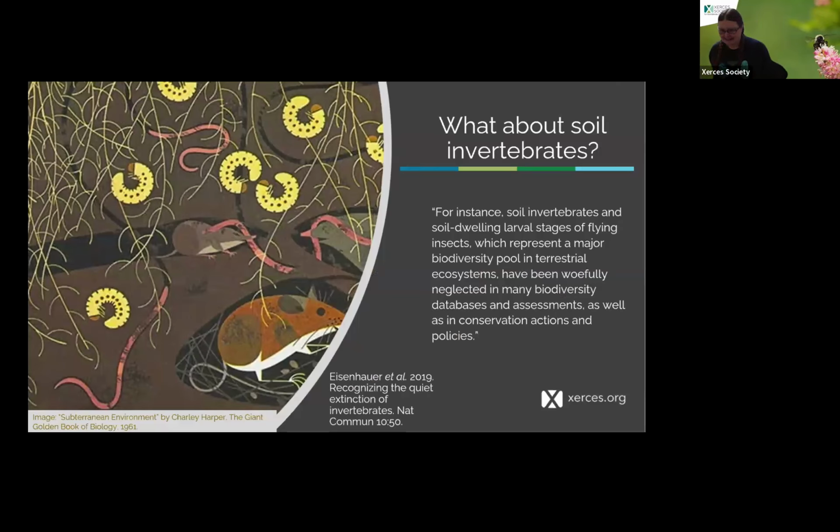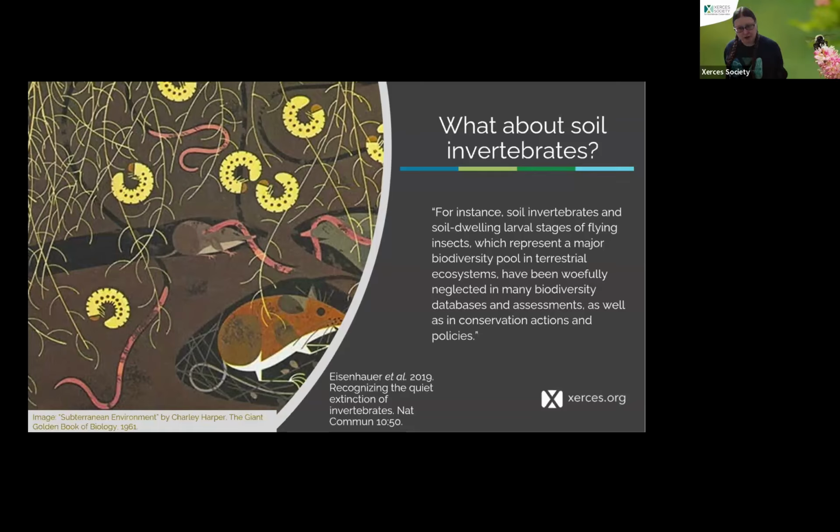So why are we looking at these? Well, it could be difficult. Soil invertebrates and soil-dwelling larvae stages of flying insects represent a major part of this biodiversity pool in terrestrial ecosystems, and they've been woefully neglected in many biodiversity databases and assessments. So a lot of these animals are understudied. We don't know a lot about some of their life cycles.